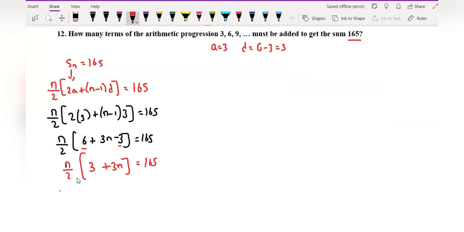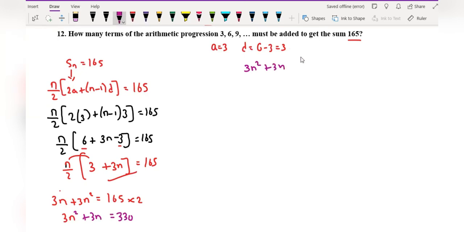This 2 we can cross multiply, okay, and this I can multiply. So 3n plus 3n square is equal to 165 into 2, I just cross multiply. Okay, so first we write the square term, that is 3n square plus 3n, and 165 into 2 will give us 330. I should solve it here. So 3n square plus 3n, and 330 we bring to the left side, so minus 330 is equal to 0. We are finding the n value, remember?